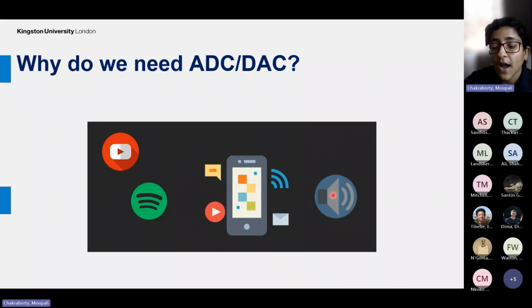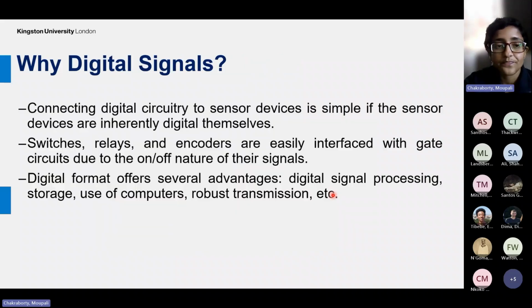Now we'll talk about how this conversion is done. And as we said, why digital signals? Because connecting the digital circuitry to the sensor device is simple. The digital signal, as you know, is a high-low kind of thing. So any relay or encoder, which is an on-off switch, this kind of implementation we can easily do with the digital signal. We cannot do it with the analog signal that easily.